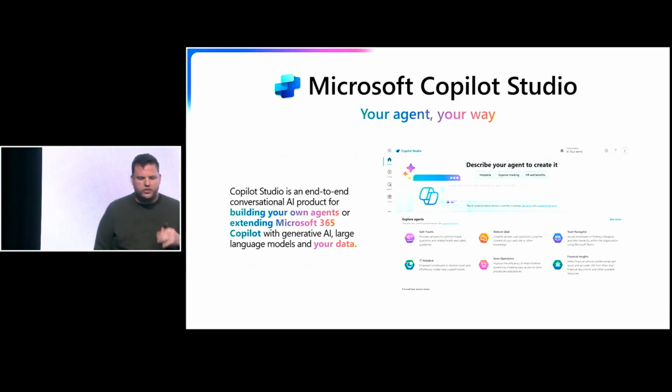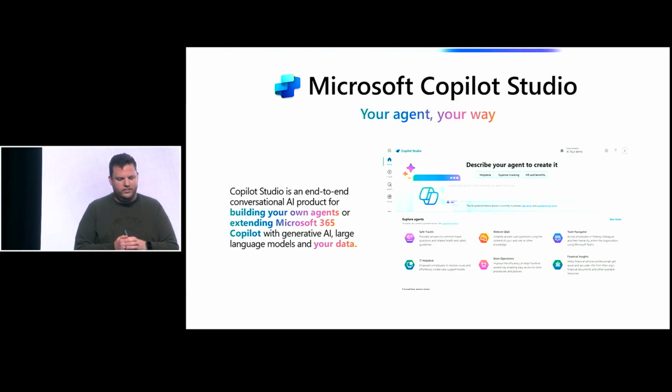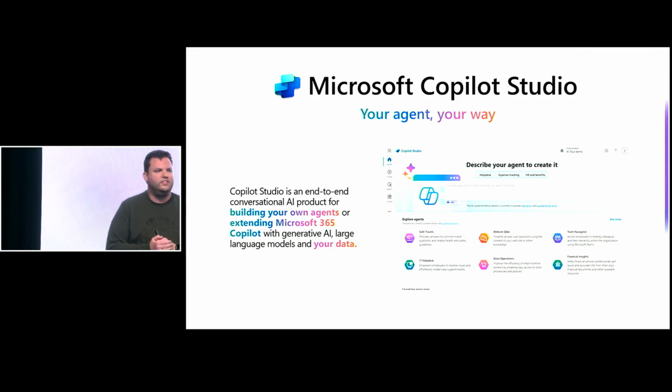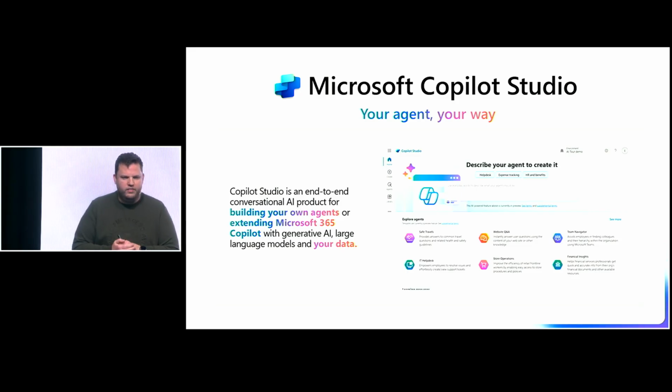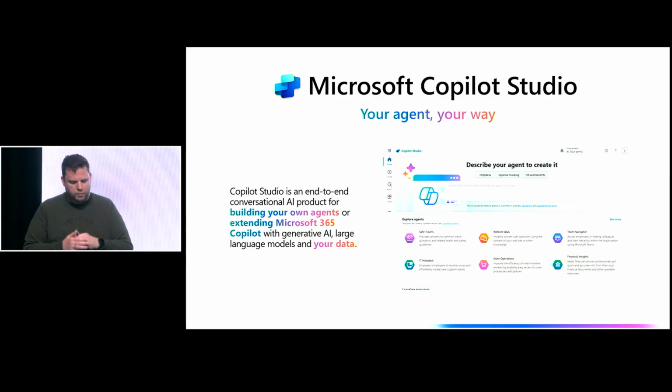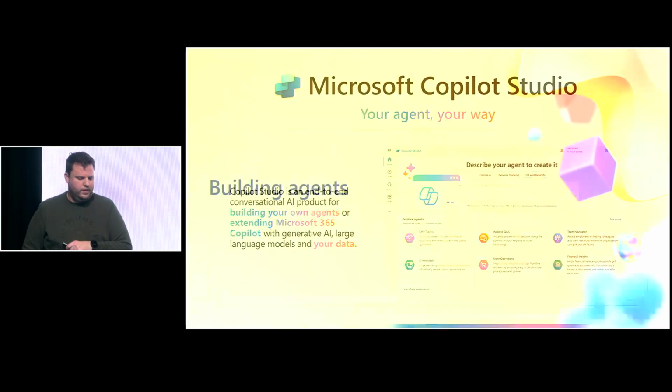So if we look at Microsoft Copilot Studio, it is our end-to-end product for agents, which lets you build your own agent or extend the Microsoft 365 Copilot that we have. And that will make it possible for you to build your own agents on your own data, and add a whole bunch of capabilities to it.